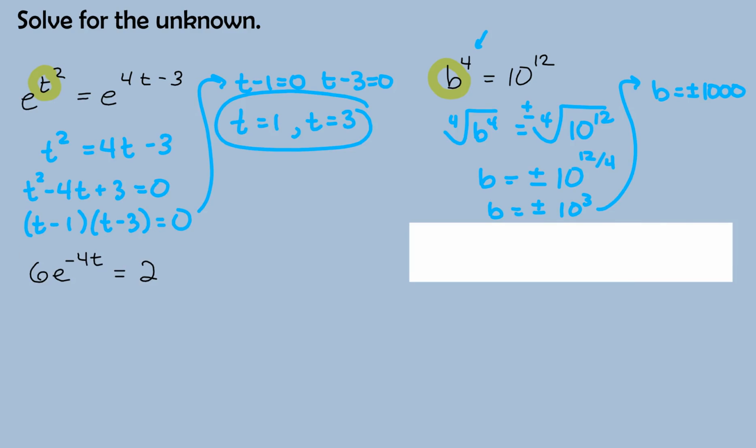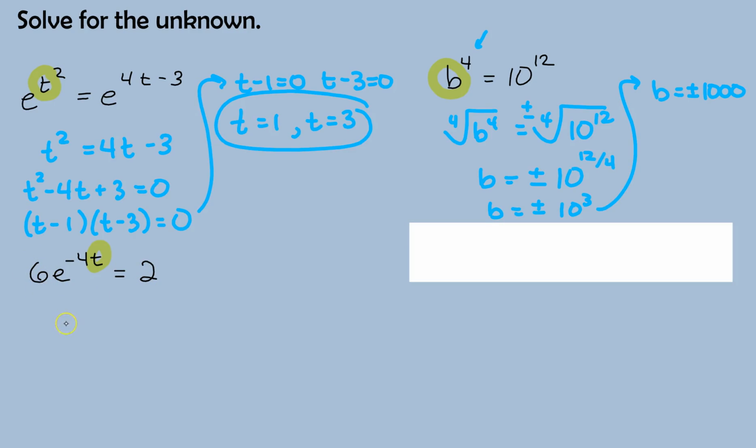Here's another exponential equation. See, the variable is in the exponent. E is just a number. E, even though it might look like a variable, is not a variable, it's just a number. So we're solving for this variable. We don't have the same base on both sides, so this is where logarithms are going to come into play.